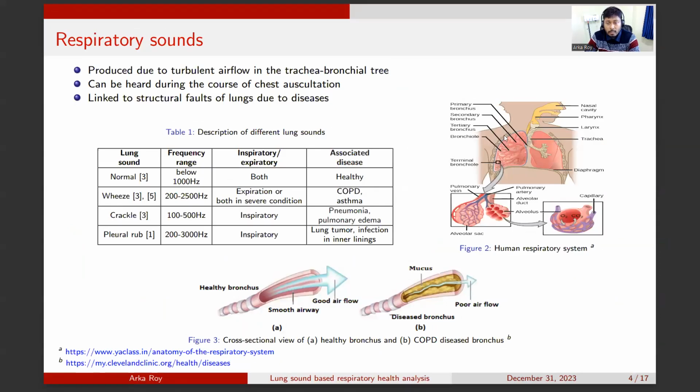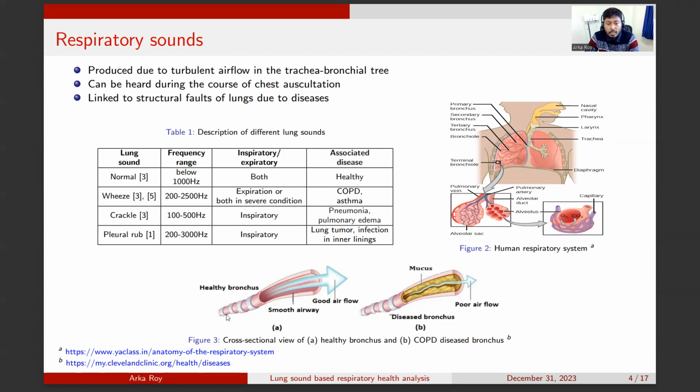Here is the human respiratory system that basically starts with the trachea or windpipe, followed by the bronchus, and the bronchus subdivides into bronchioles. This ends at the alveolar sacs, these little air sacs where the oxygen diffusion process occurs. While air travels through this path, due to turbulent airflow, the lung sounds or respiratory sounds are produced, which we can hear using digital stethoscopes at the time of auscultation.